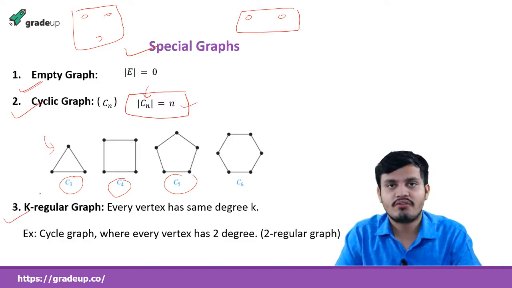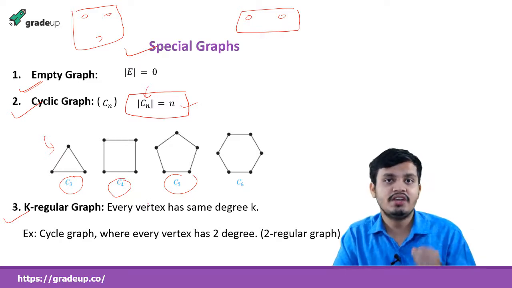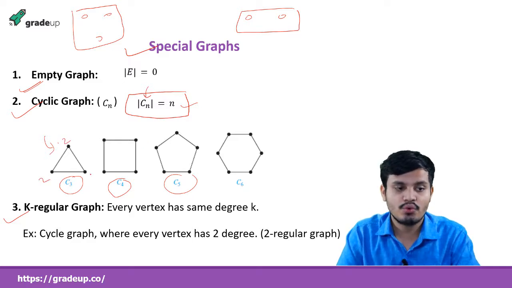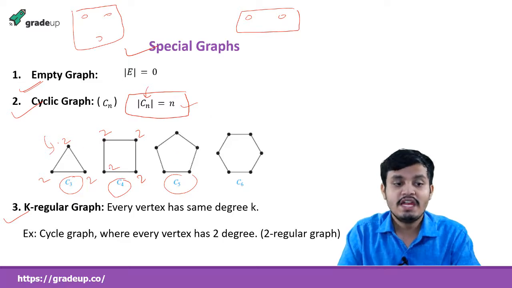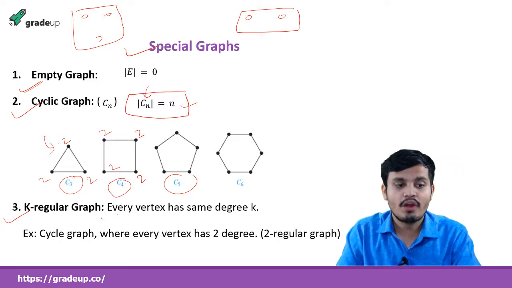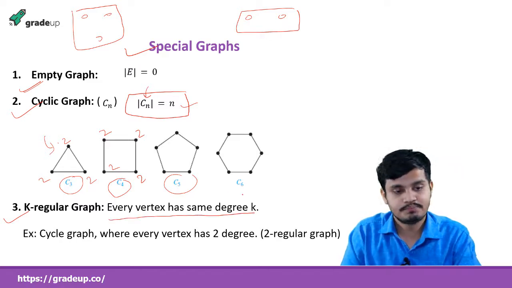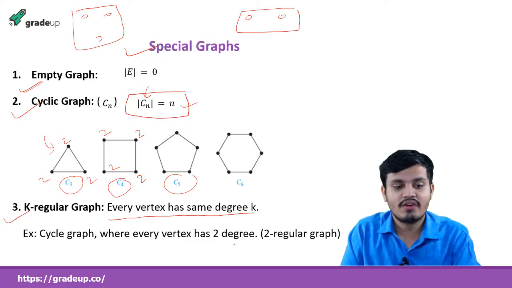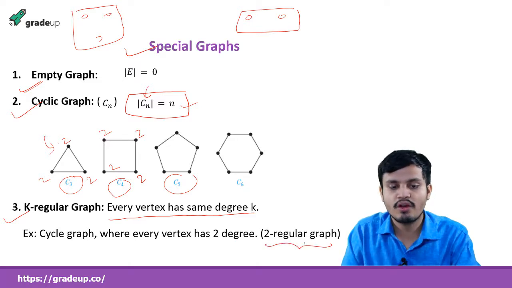Now the k-regular graph, where every vertex has degree k. I ask you a question: is a cyclic graph also a k-regular graph? See, what is the degree of a vertex here? The degree is 2, because the number of edges incident on that vertex is 2. Here also 2, and here also 2. So in a cyclic graph, every vertex has degree 2, and in a k-regular graph every vertex has the same degree k. So in a cyclic graph k is equal to 2, and it is known as a 2-regular graph.